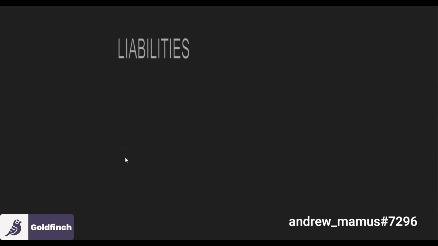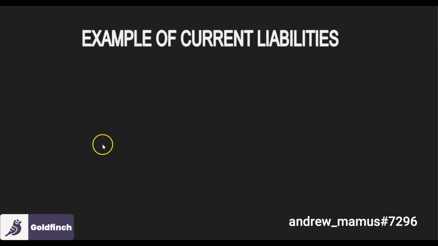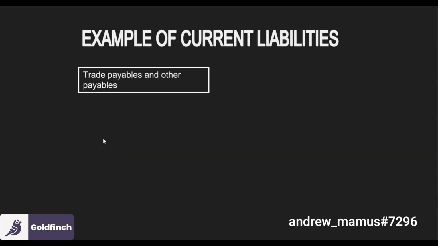Now I believe it's time we look at what liability is. I told you liability is what the company owes. We have current liabilities and non-current liabilities. Examples of current liabilities are trade payables and other payables. These are goods that the company is supposed to pay for. So goods that you have not paid for but will pay for in the future are part of your liability.